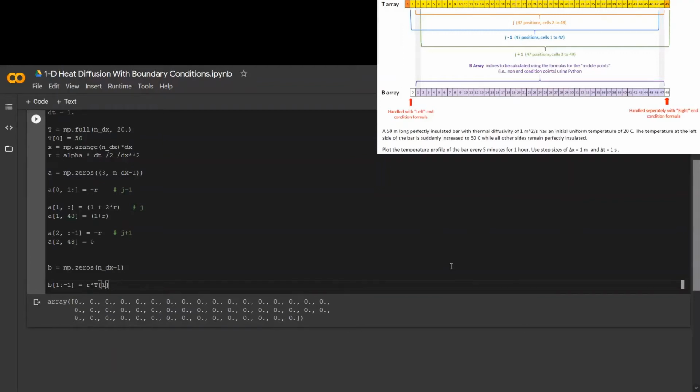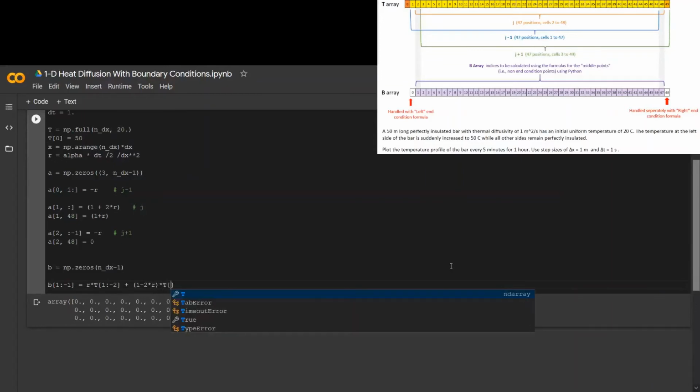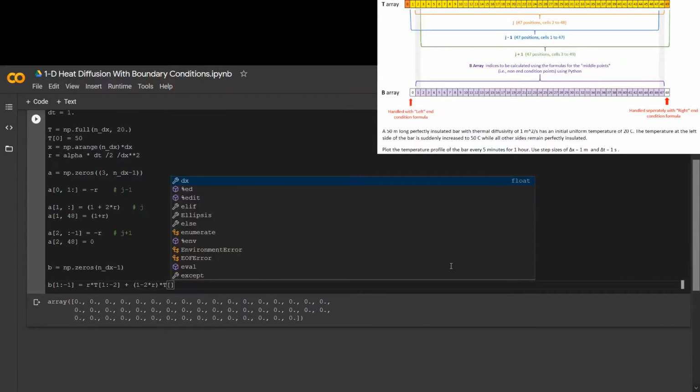Oh, sorry. Oh, no, yeah, that's right. Include 1, right? And we want to exclude 48 because we're shifted to the left. So we want to do 1 minus 2, and then we want to add our 1 minus 2 times R, and this will be multiplied by a temperature. This will be our actual J that we're interested in, right? So that'll be from 2 to 48. That's kind of the key here. So it's going to be 2 to negative 1, right?